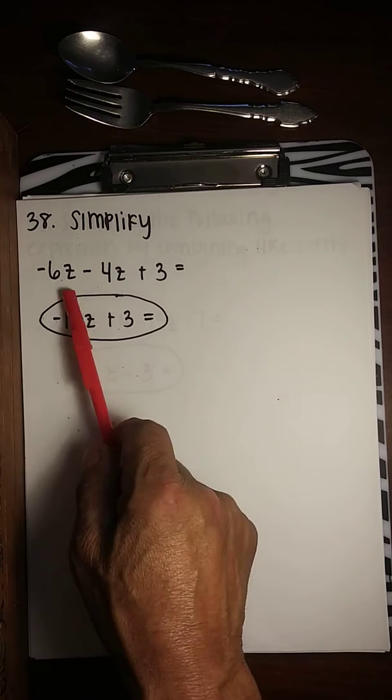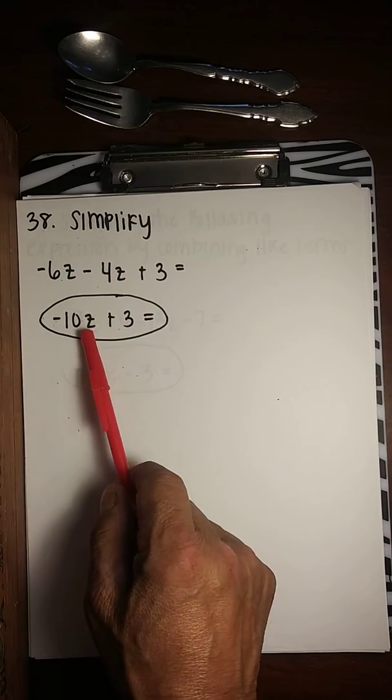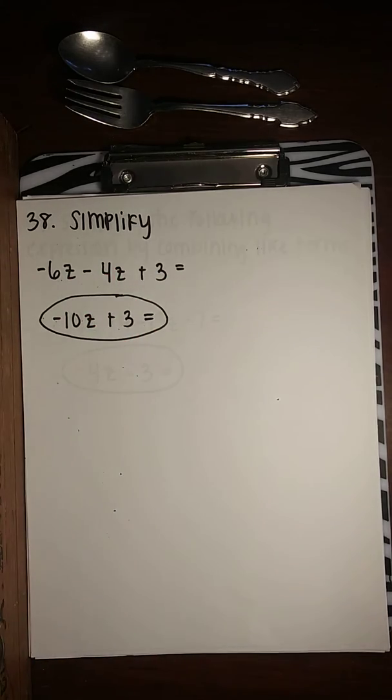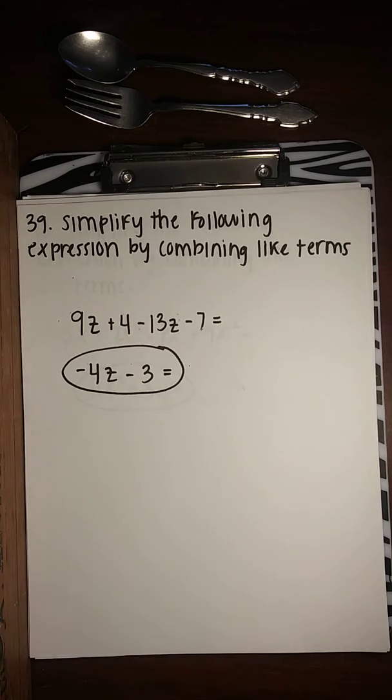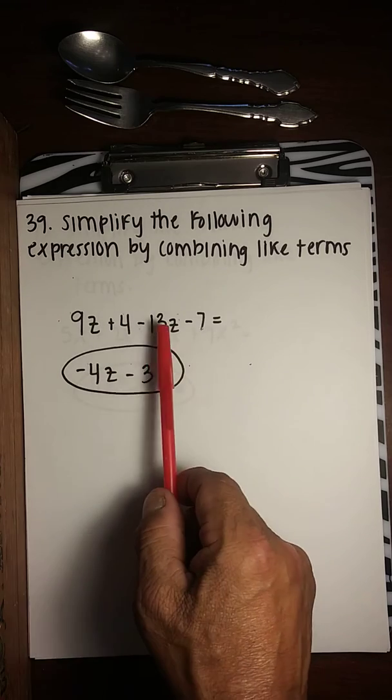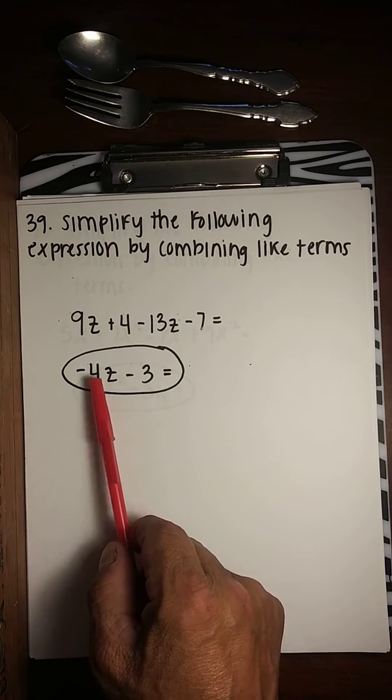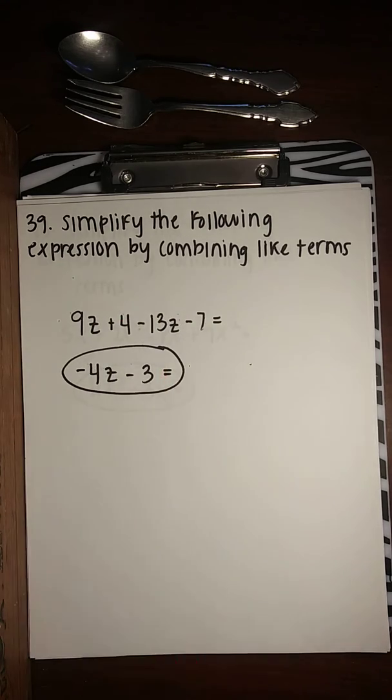Take 6z minus 4z. Put those together. Then bring the 3 down. It's done. Yes. Simplify the following expression by combining like terms. So 9z minus 13z is -4z. 4 minus 7 is -3.